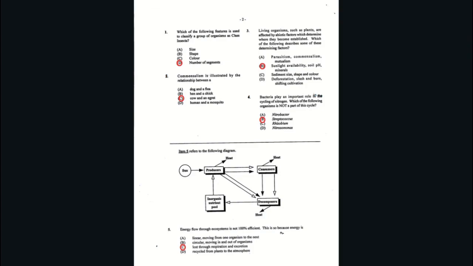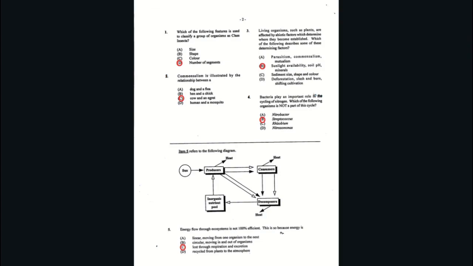Number one says, which of the following features is used to classify a group of organisms as class Insecta? A says size, B says shape, C says color, and D says number of segments. So D is the correct answer, number of segments.